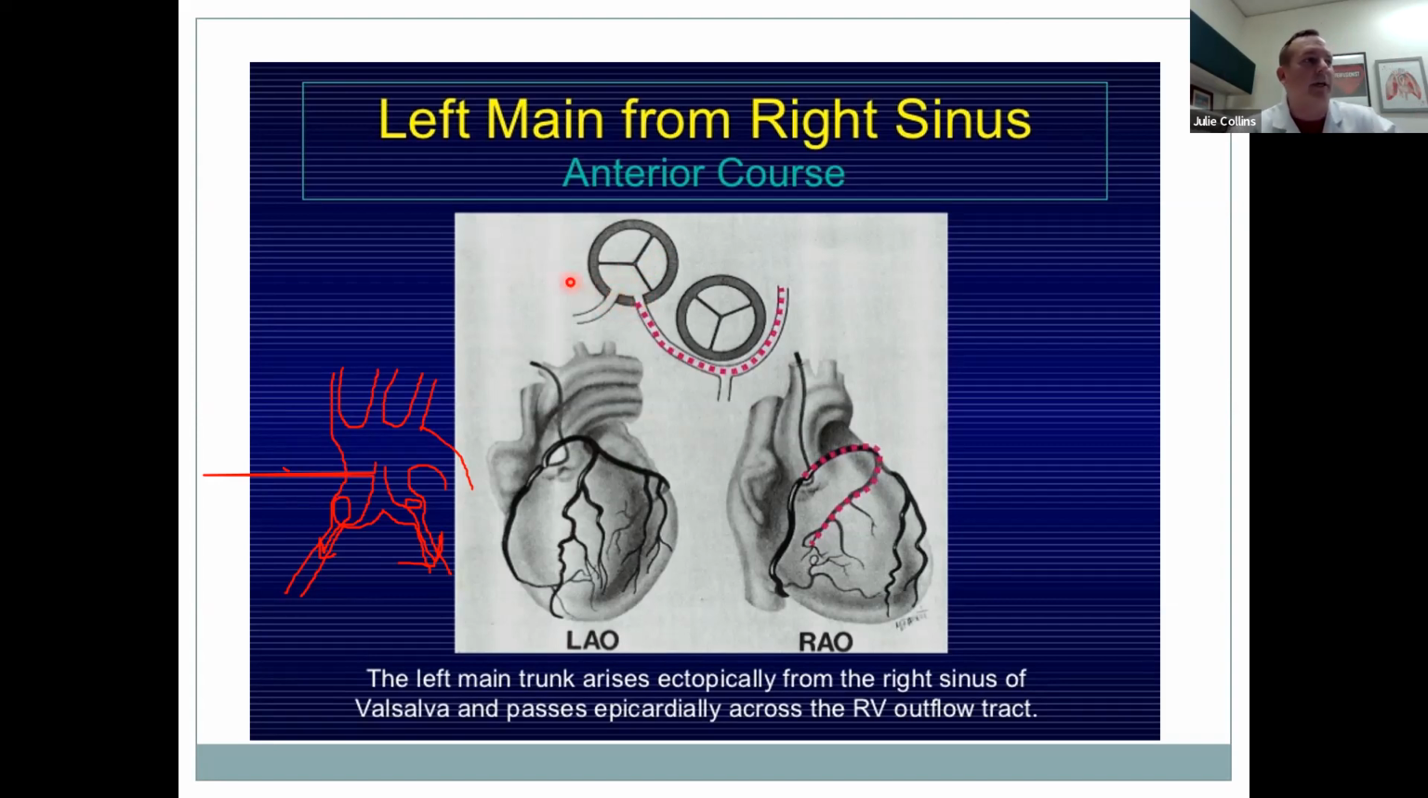So coronary filling is compromised, even though it's still coming off the aorta, which is better than ALCAPA that we just talked about. Coronary filling will be compromised. So that's ultimately what's happening in terms of a physiologic response from the left main coming off the right sinus.